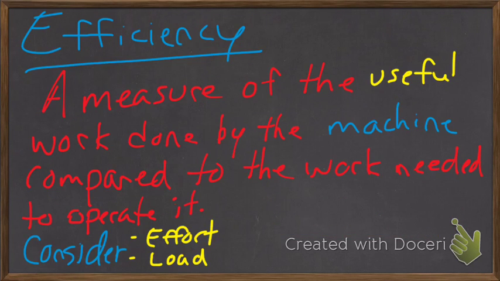So efficiency is a measure of the useful work done by a machine. We don't really care about the other work done by the machine. We want to know why it's good for us. And we compare that to the work needed to operate it. Now we're going to consider the effort and the load. The effort is all the work we put into it. That's why it's known as effort. And the load is what you get out of it.